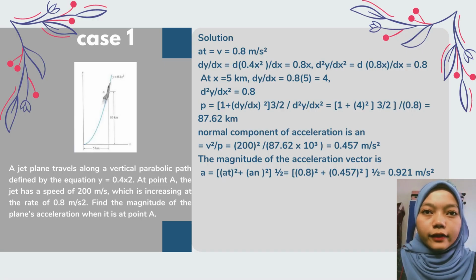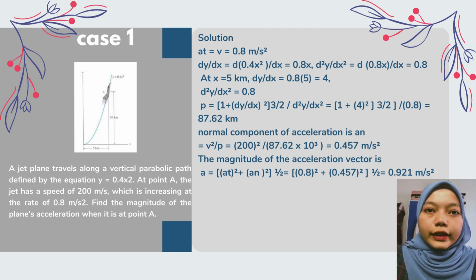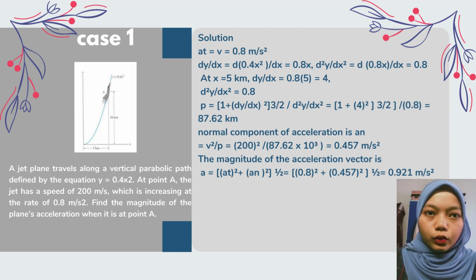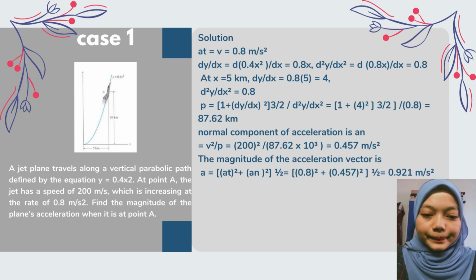A jet plane travels along a vertical parabolic path defined by the equation y equal to 0.4x squared. At point A, the jet has a speed of 200 mph, which is increasing at the rate of 0.8 mph squared. Find the magnitude of the plane's acceleration when it is at point A.